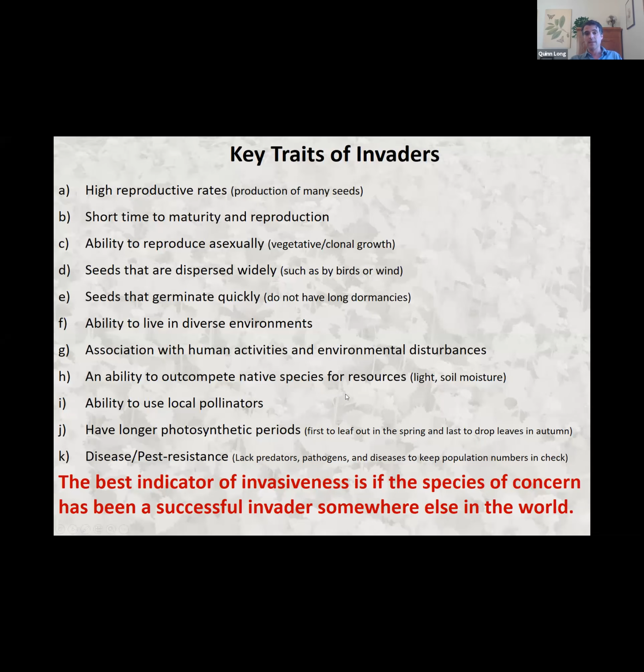And I will just say that the best indicator of whether a species will become invasive is if it has become invasive elsewhere in the world. So for instance, if we were in the Mediterranean region of California and wanted to know whether a species from the Mediterranean of Europe might become invasive, well, if it had already become invasive in Mediterranean regions of Chile and South America, that would be a very good indicator that it would also become invasive in our region as well.